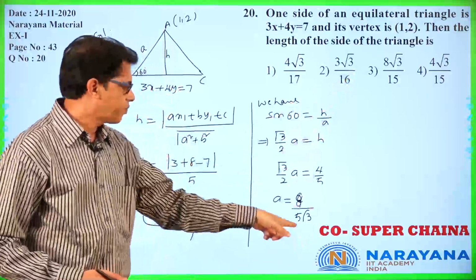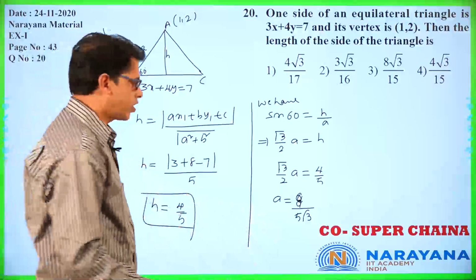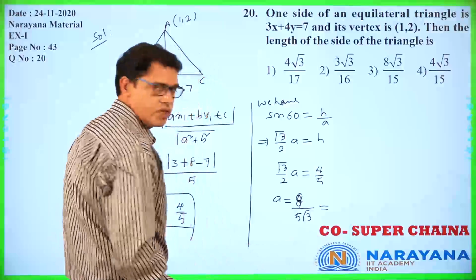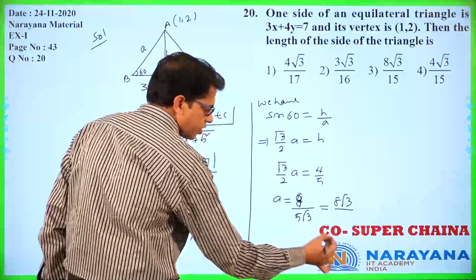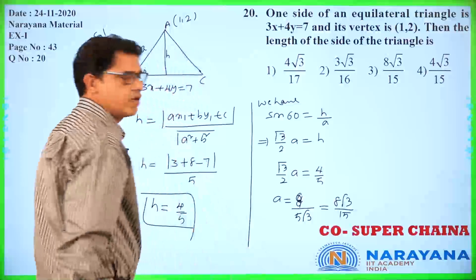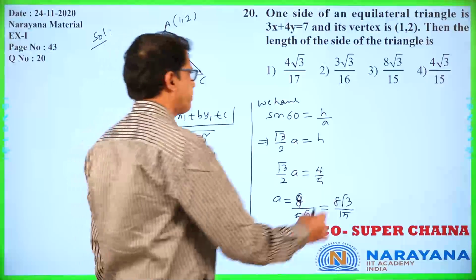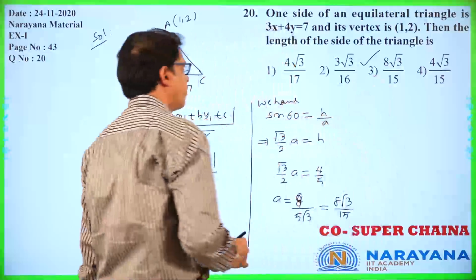Now multiply and divide by root 3. It equals 2 root 3 by root 3 into root 3, which is 3, 5 3s are 15. Option 3. Simple one, this one is simple.